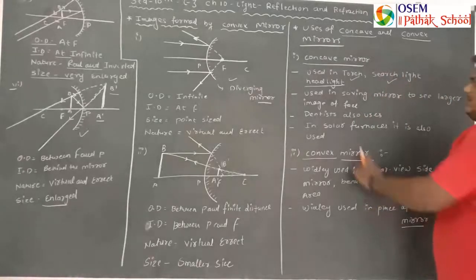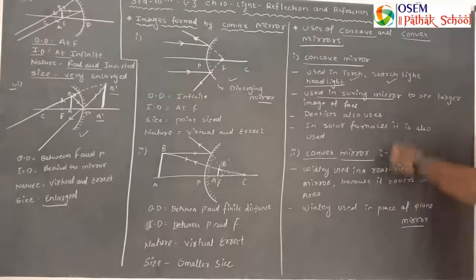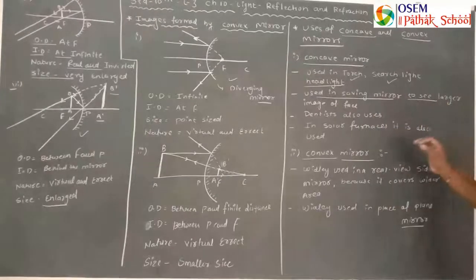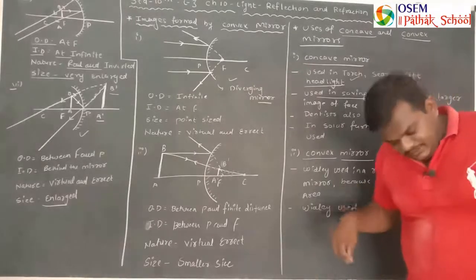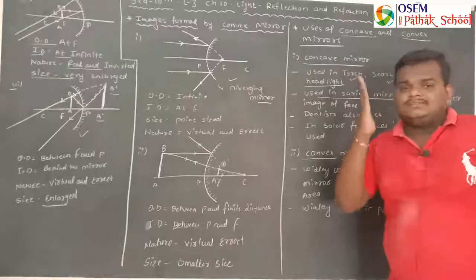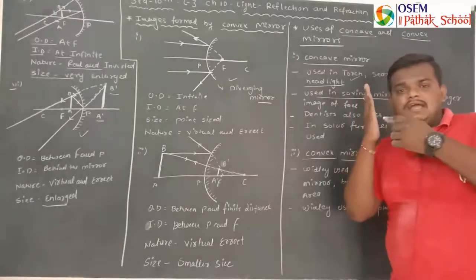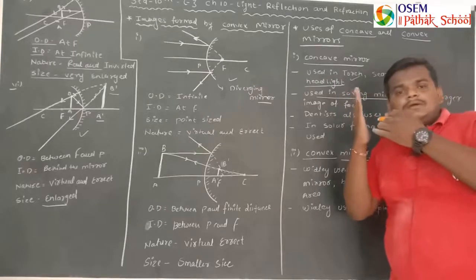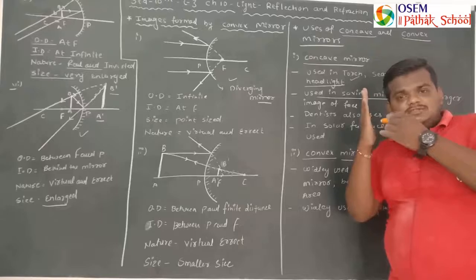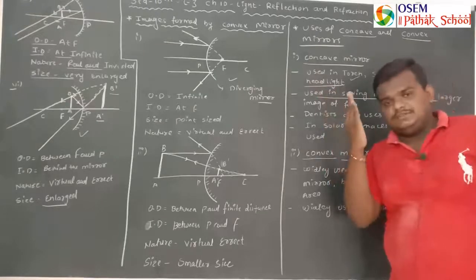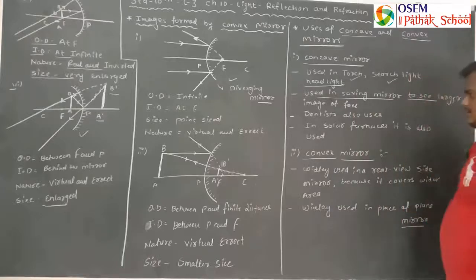Second use is that it is used as a shaving mirror to see a larger image of the face. So concave mirror is widely used as a shaving mirror, because when we see, look here, object distance is very less, so that's why the image is formed enlarged. So we will see our face image as a big image.